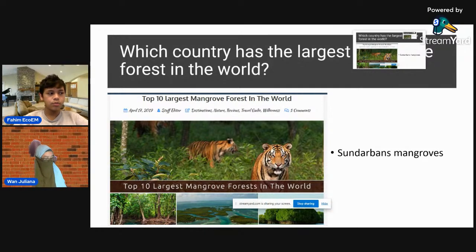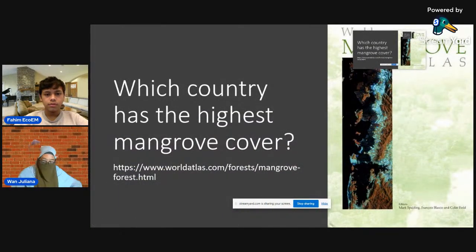So which country has the highest mangrove cover then? As you mentioned earlier, it's Indonesia, followed by Australia, and the third is Malaysia. So out of the total land area, Malaysia has the third highest mangrove cover, even though Malaysia is a quite small country. The mangrove cover of Malaysia includes Sabah and Sarawak, of course. Sabah has the most in Malaysia, followed by the Kuching area in Sarawak and Peninsular Malaysia.